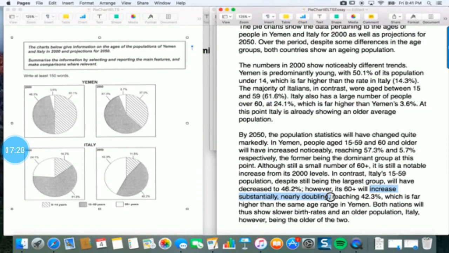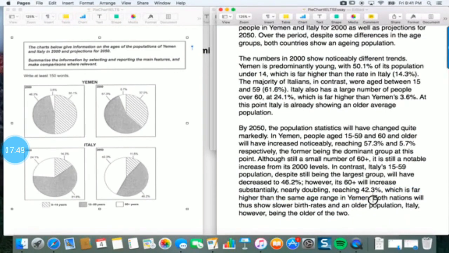Again, trend with more detail, and then the data and the comparison, which is far higher than the same age range in Yemen. Now I could say I've missed one thing here, and that is that the 15 to 59 and the 60 plus ages, they're pretty close to each other now. So it's come a little bit closer. That is something you could add in here that is missing.